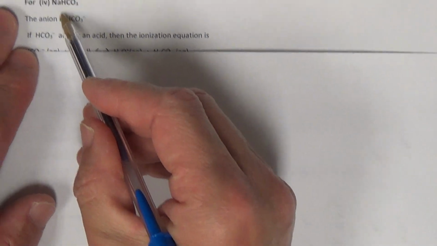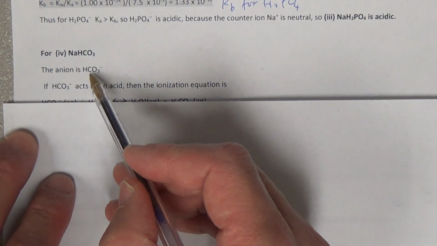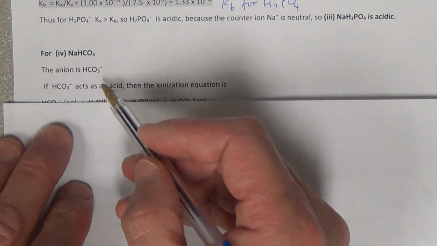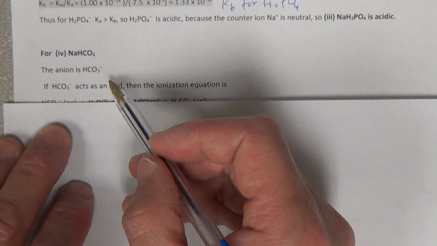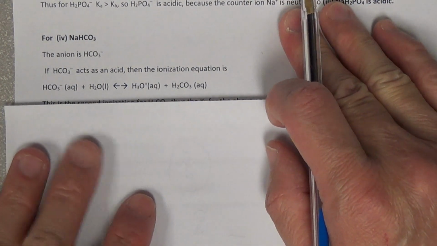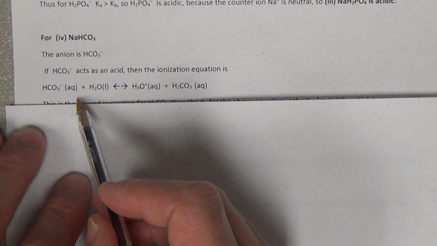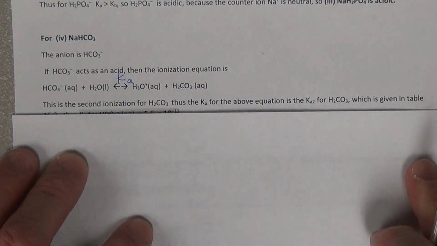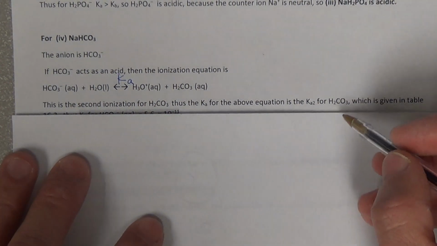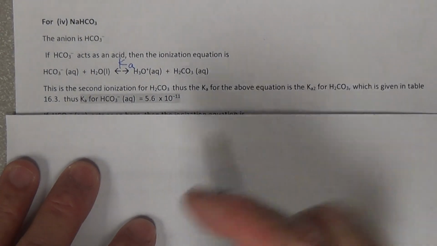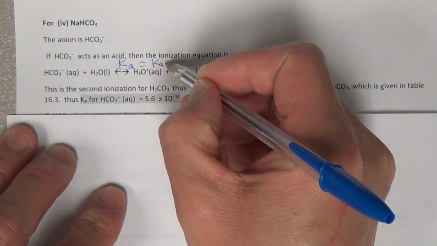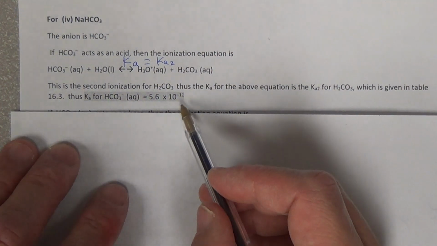sodium bicarbonate. The positive ion again is Na+, which is pH neutral. The negative ion is bicarbonate, and we can say this will have a Kb. So if Ka is larger than Kb, it's acidic. If Ka is smaller than Kb, it's basic. We have to find out what the Ka is. So we will use this as an acid, and this becomes this equation. This equation will have a Ka, and this Ka will be the Ka2 for H2CO3. Using table 16.3, we find Ka2 for carbonic acid is 5.6 times 10 to the -11.